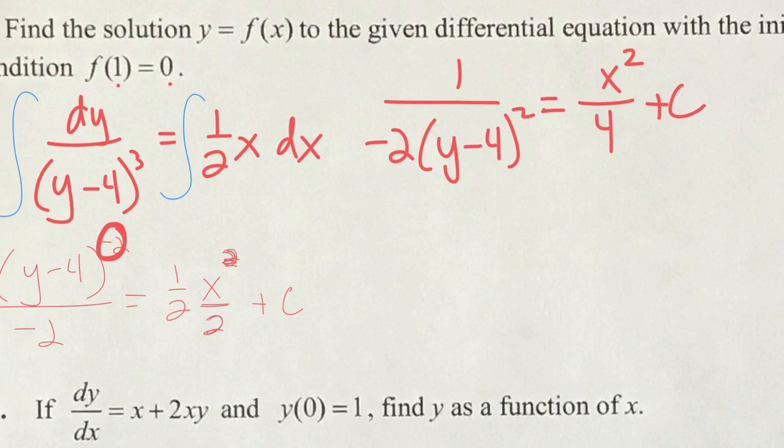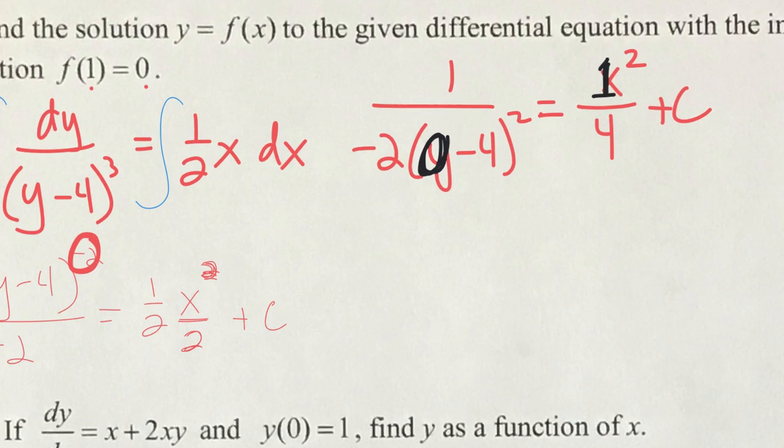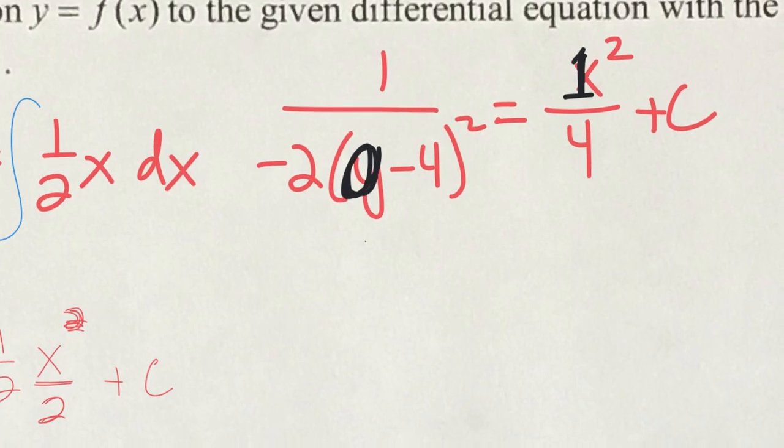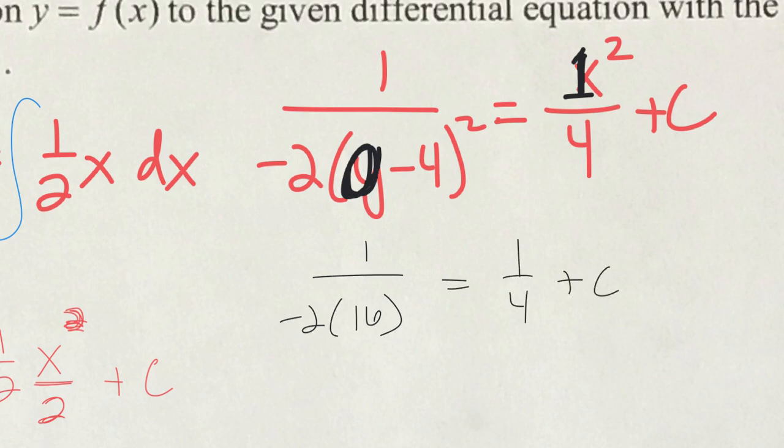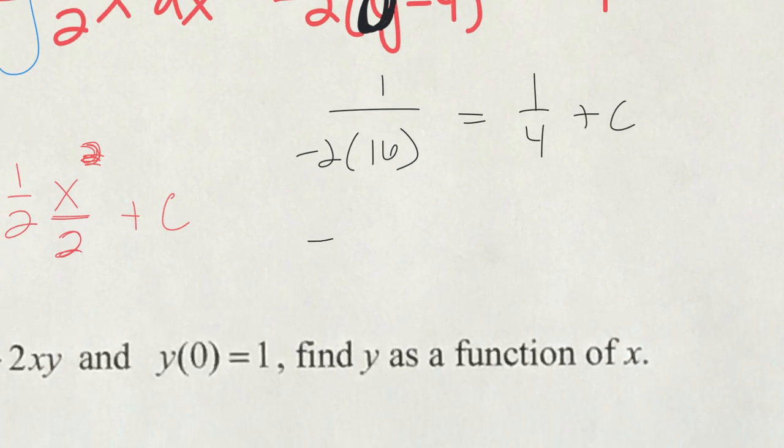Now let's plug in the initial condition. X is 1 and y is 0. So we're going to put a 0 here. We're going to put a 1 there. And let's see what we get when we do some simplifying. 1 over negative 2 times 16 equals 1/4 plus c. So negative 1/32 equals 1/4 plus c.